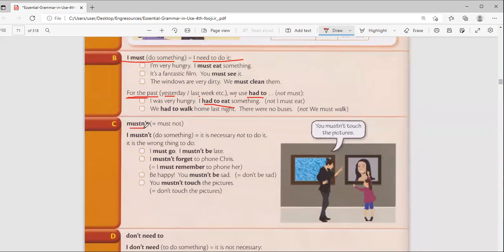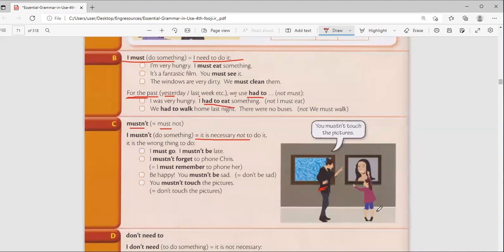Negative is mustn't, meaning must not. I mustn't do something means it is necessary not to do it. It is wrong. It is the wrong thing to do. By the way, if you do it, it's wrong. Like, look at this lady, look at this mother. And the daughter is here. You mustn't touch the pictures.